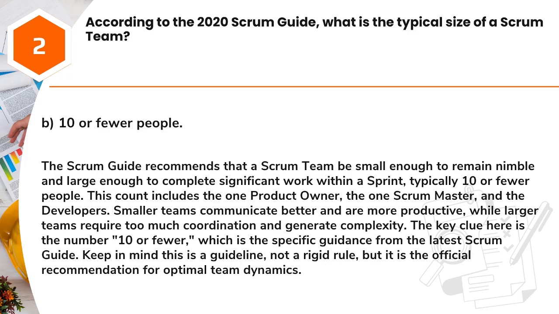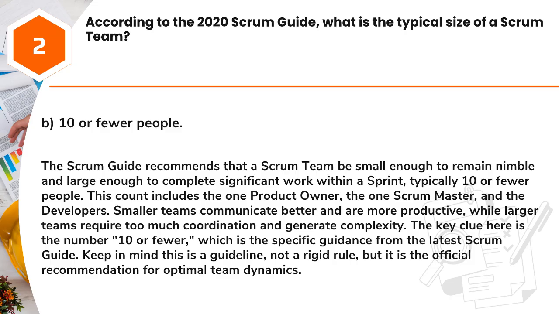Answer: B. 10 or fewer people. The Scrum Guide recommends that a Scrum team be small enough to remain nimble and large enough to complete significant work within a sprint, typically 10 or fewer people. This count includes the one product owner, the one Scrum Master, and the developers. Smaller teams communicate better and are more productive, while larger teams require too much coordination and generate complexity.